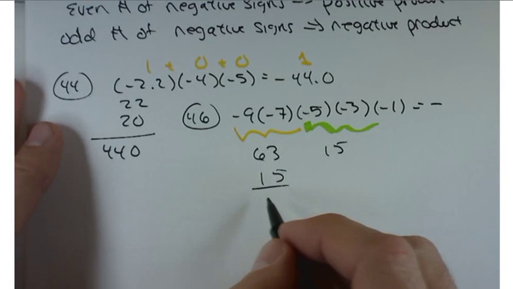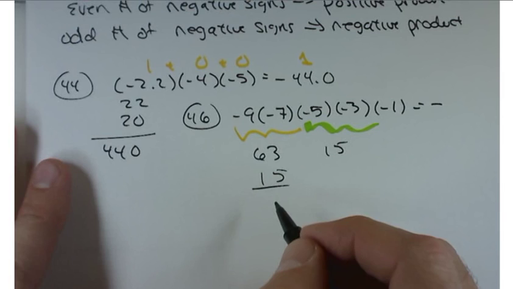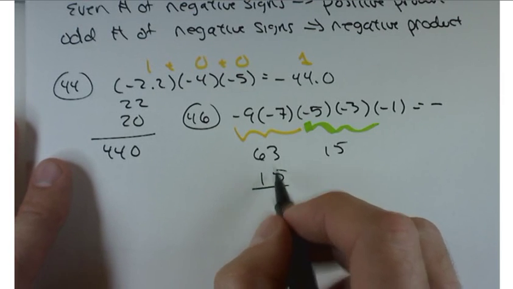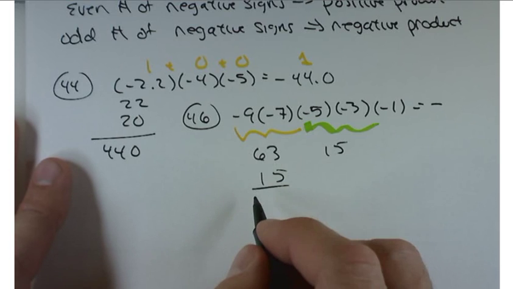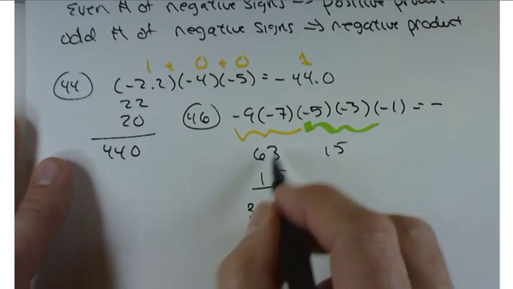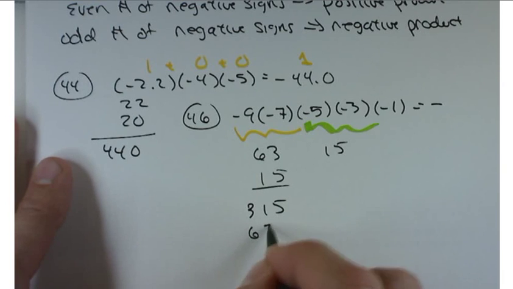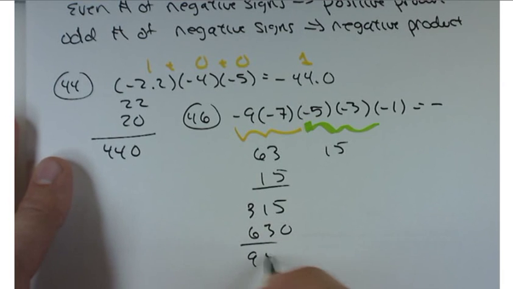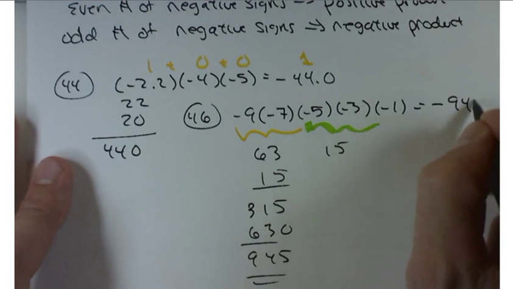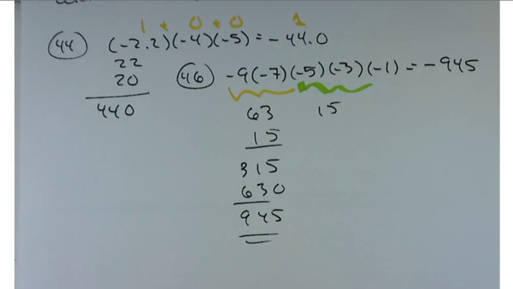So 945. Yeah, that's right. So 5 times 63 would be 315, and then 10 times 63 would be 630, 945. We already established that that's negative. So we're in good shape.